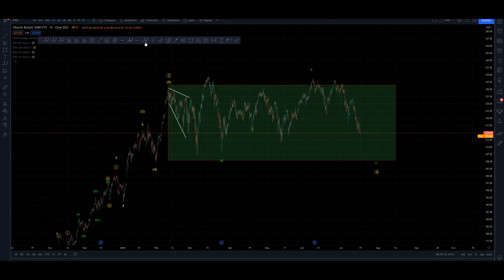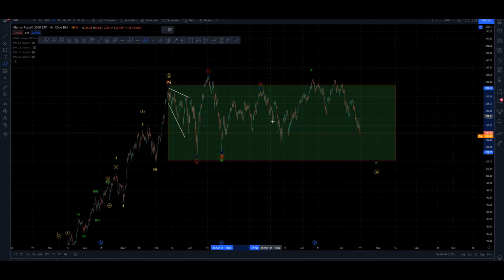Yeah, so let's throw some labels on it. A, B, C. Now this is a diagonal 5, 3, 5 zigzag into an A. This would have to be another zigzag. This, well, what we're saying, 3, 3, 5. This would have to be 5 in the C. So this is an expanding flat into a W.